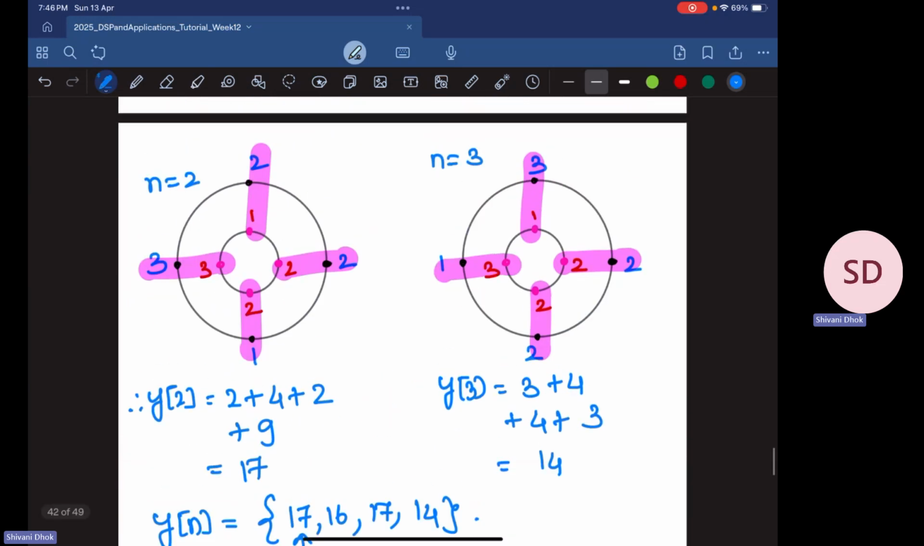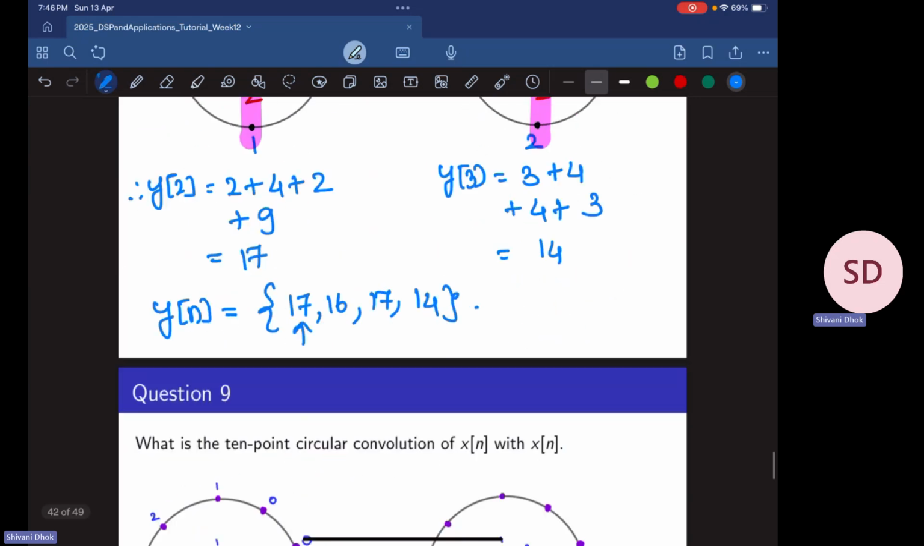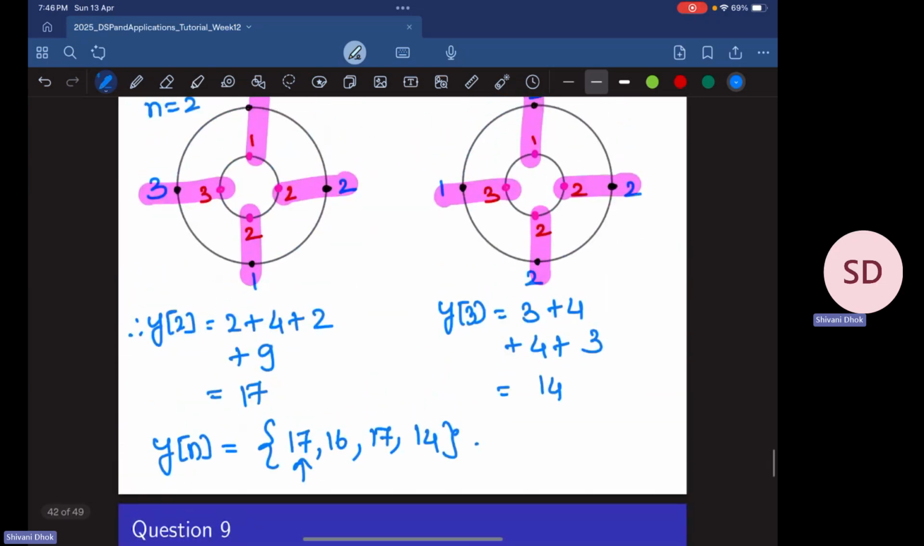Okay, is it clear? Any questions? Any questions at this point? So this is how we find circular convolution with the help of this circular ring representation. This is a simpler way to handle circular convolution than looking at that cumbersome equation.